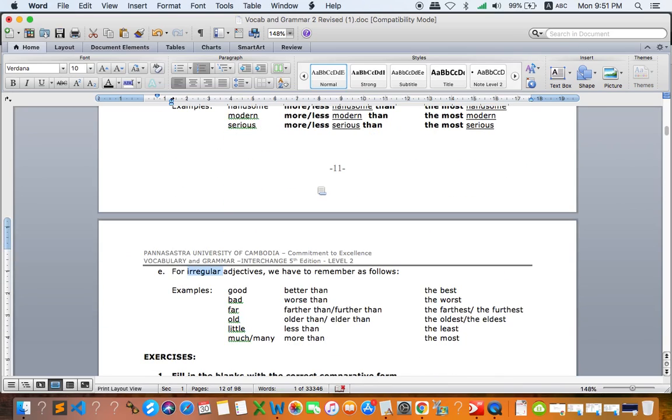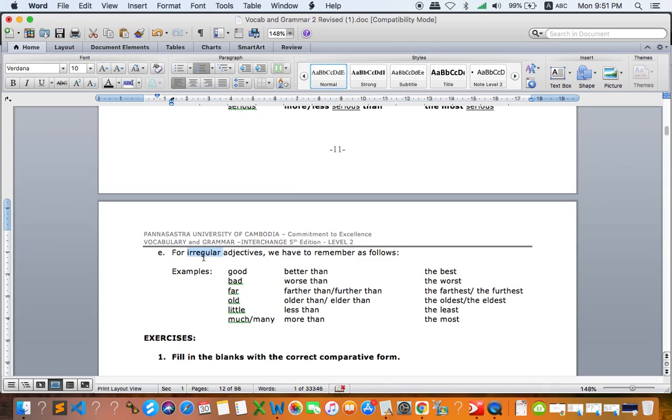But for the last point, which is irregular adjectives, we have good, bad, far, old, little, much, and many. When you see all of these, you have to remember the comparison forms. Good, better; bad, worse than; far, you can say farther or further than; old, older or elder than, doesn't matter; little, less than; much and many, you can say more than. So this second column is the comparative adjective, and this is the superlative adjective.